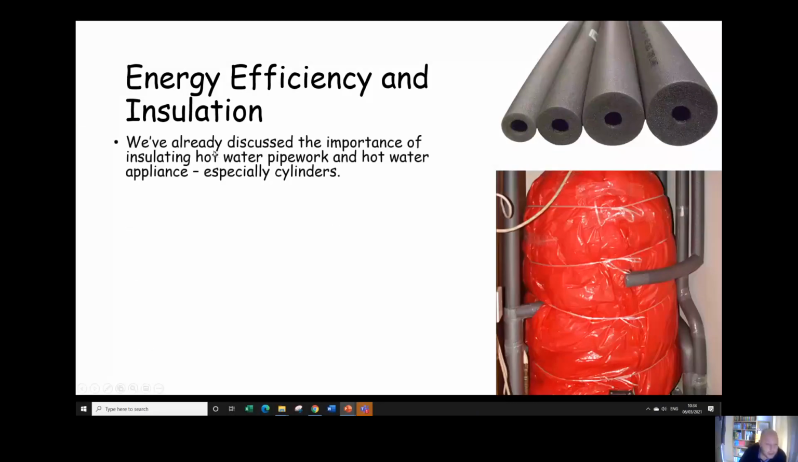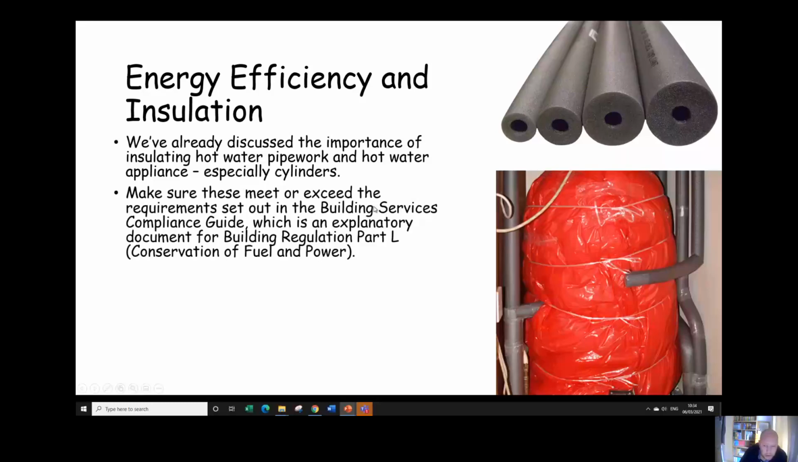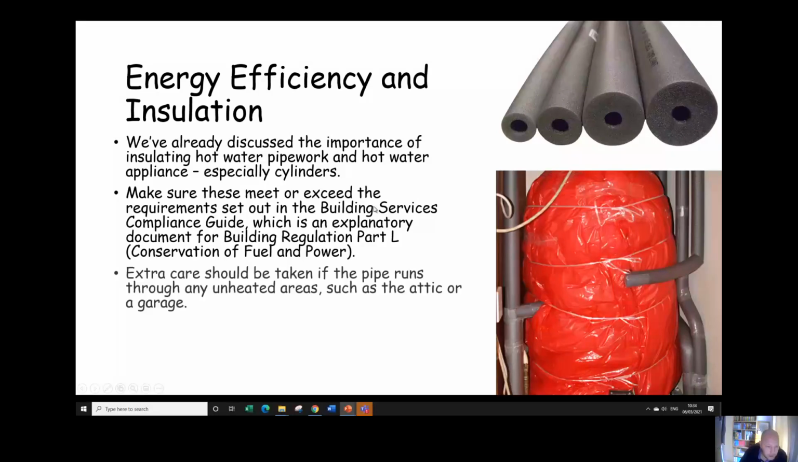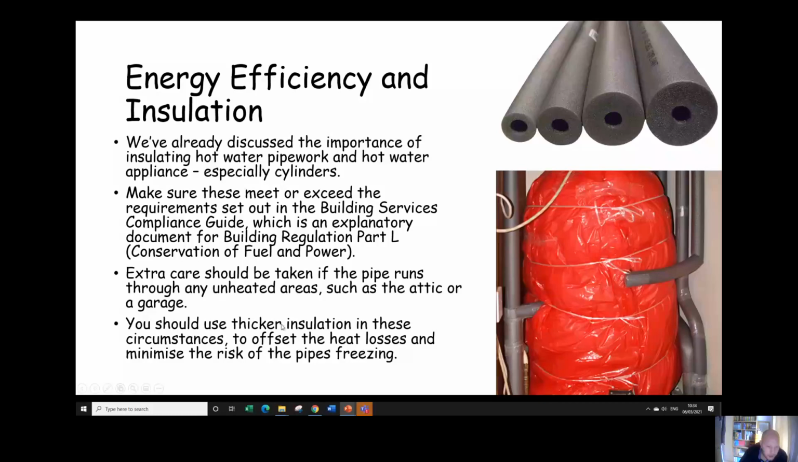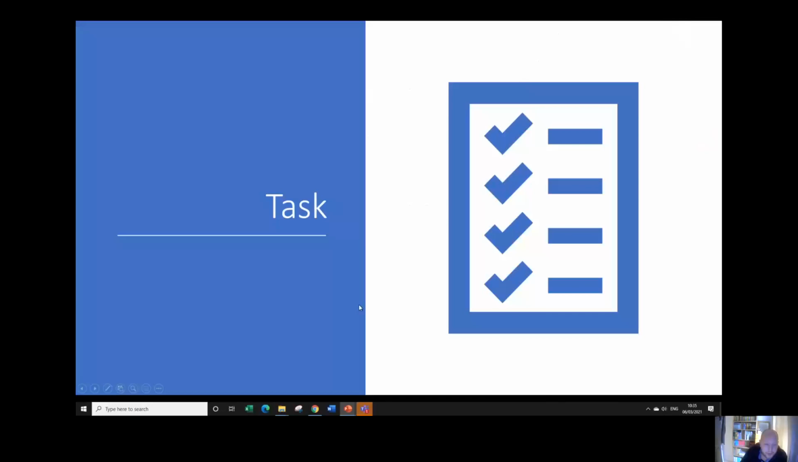Very quickly looking at energy efficiency and insulation. It's very important, as we know, to insulate our hot water pipework and cylinders. It's also very important to make sure that we insulate our heating pipework, particularly if it runs through any unheated spaces, for example, the attic or a garage. If it does go through an attic or garage, make sure you use even thicker insulation to make sure that you offset the heat losses or reduce the risk of the pipes freezing. Okay, so now it is time for your task.